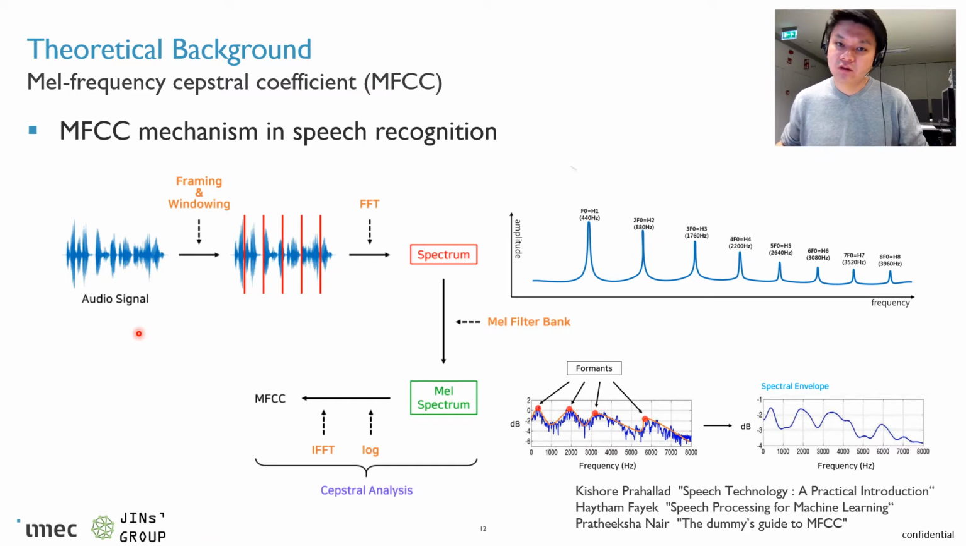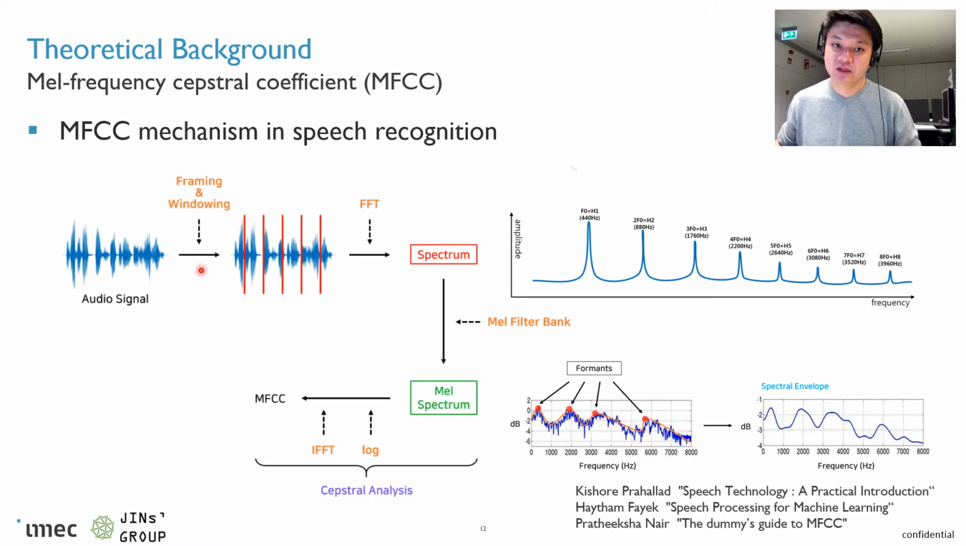We need to characterize the data for machine learning, and normally it's called data featurization. In speech recognition, audio waves are featurized by mel frequency cepstral coefficients, MFCC. The MFCC mechanism can be explained and calculated through this whole sequence.